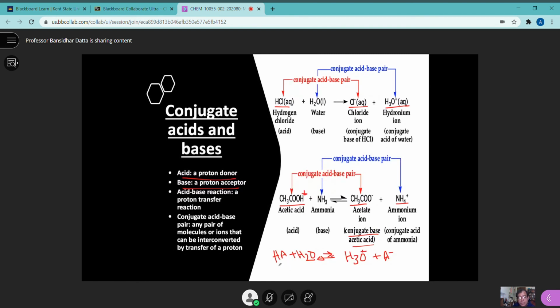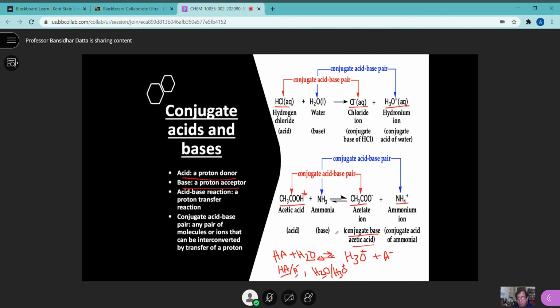Yes. So you have HA, right? Yes, HA is generating A minus. So what's the A minus? HA is the acid, A minus is the conjugate base of an acid. And there's another pair: H2O is a base, and is generating hydronium ion, H3O positive. So the hydronium ion is the conjugate acid of base H2O, and A minus is the conjugate base of HA.